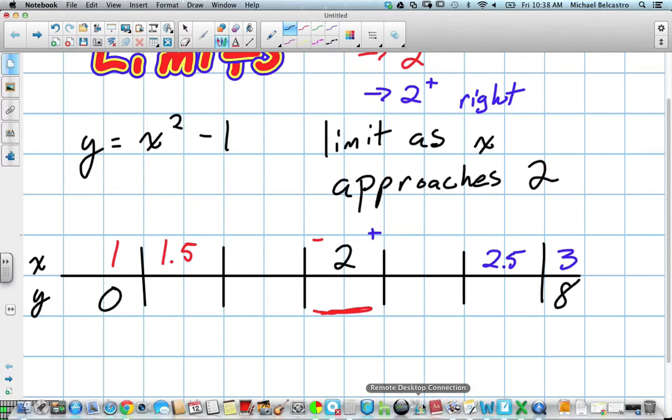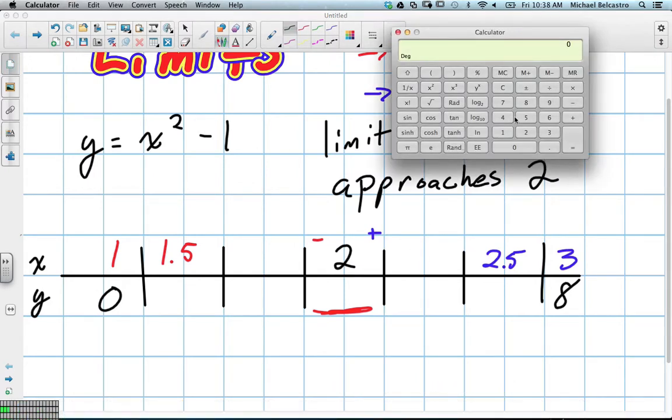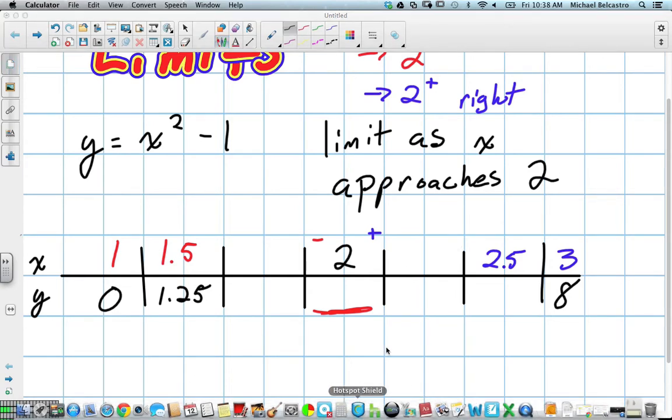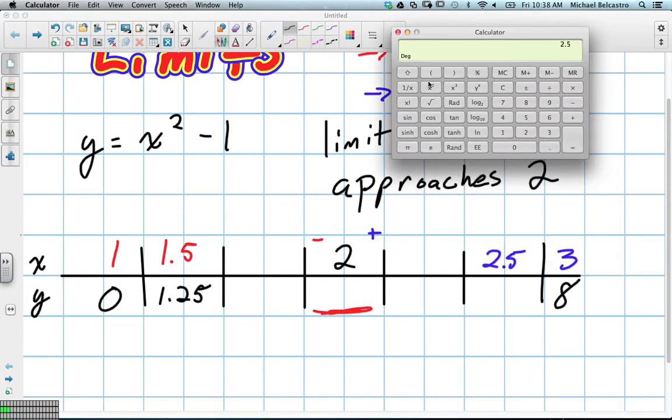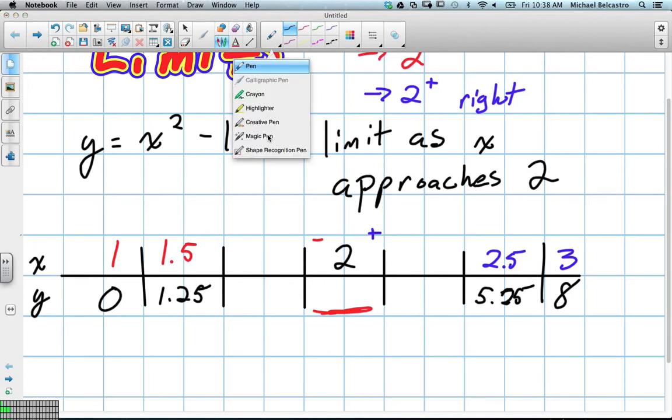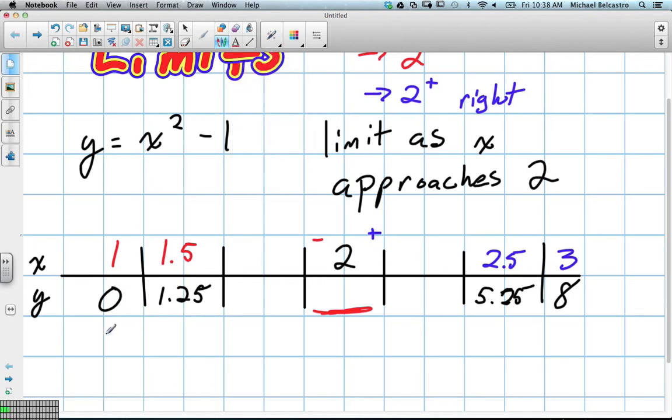Okay. Calculator. 1.5 squared, 2.25 minus 1, 1.25. So we're moving up. Let's do the same thing with 2.5. 2.5 squared minus 1, 5.25. Okay. This seems tedious to start, but there is a goal for this. As you notice, these numbers are increasing, these ones are decreasing, hopefully aiming for something in the middle.